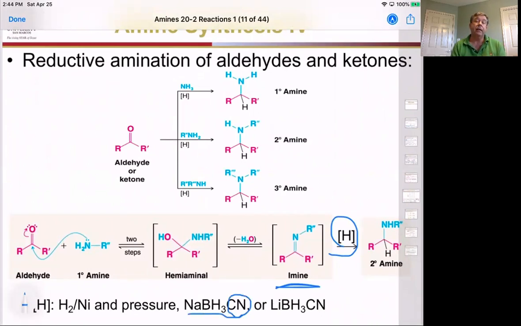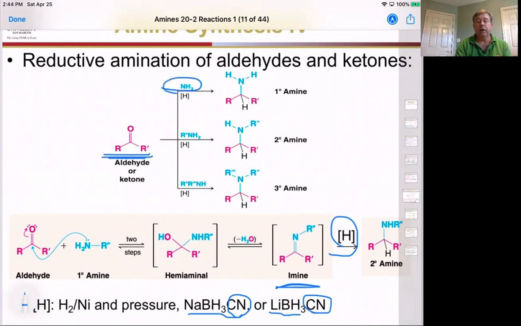Having that cyanide ion decreases the reactivity of the system, and it makes it less likely to over-reduce the system. Similarly, if we have the lithium borocyanide right here, it again weakens the system so it doesn't over-reduce the system. So what we can do is we can take any aldehyde or ketone.